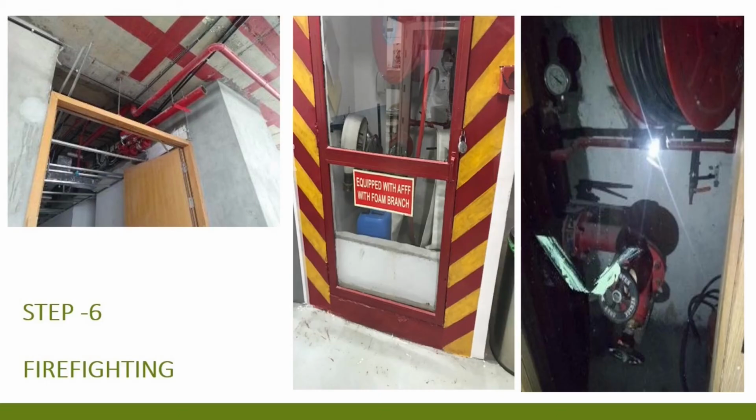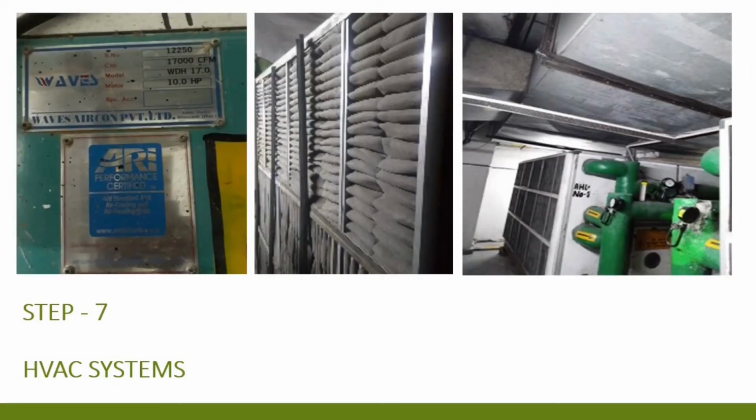The location of fire hose cabinet, FHC, also needs to be determined and checked if it has all the accessories like fire hose reel, nozzle, valve, fire extinguisher, etc. Step 7 is checking the installed HV system provided by the builder.